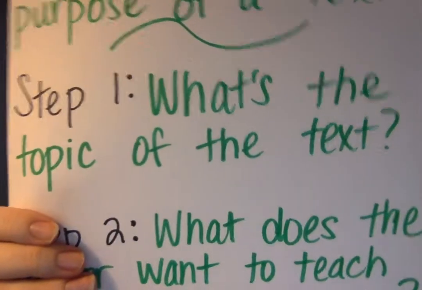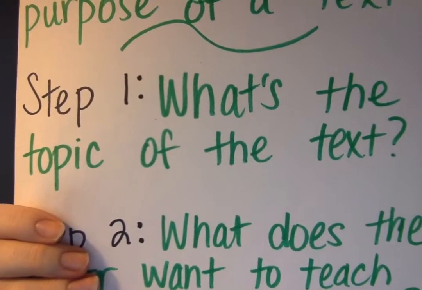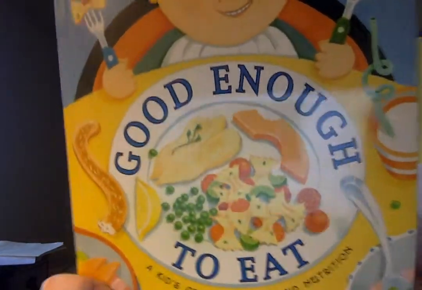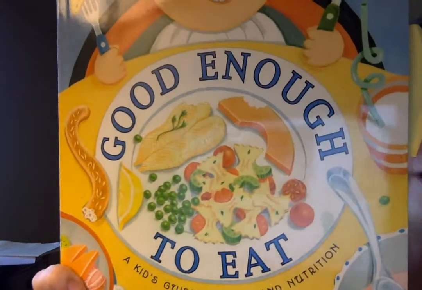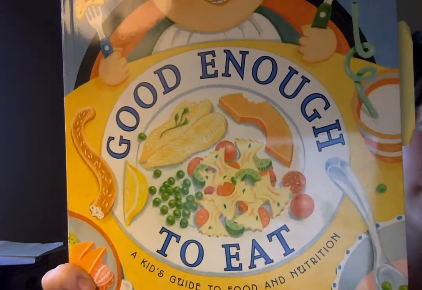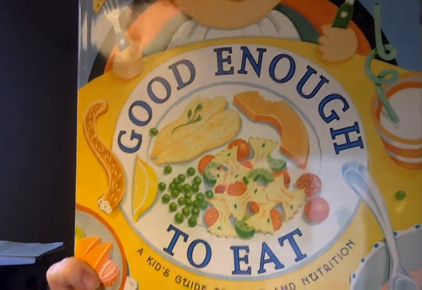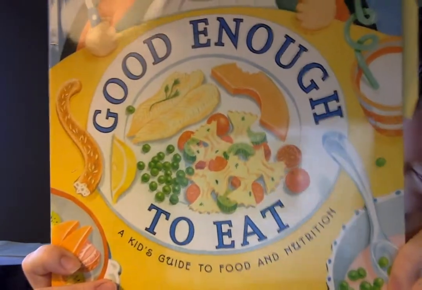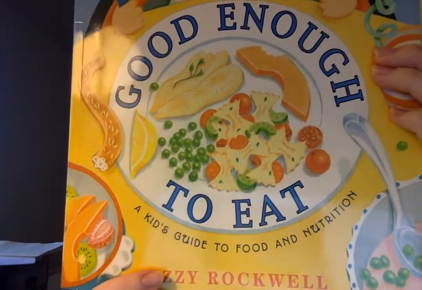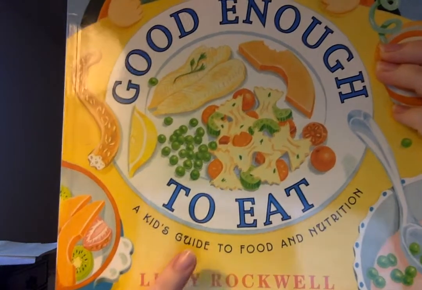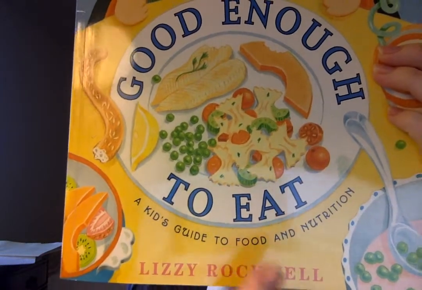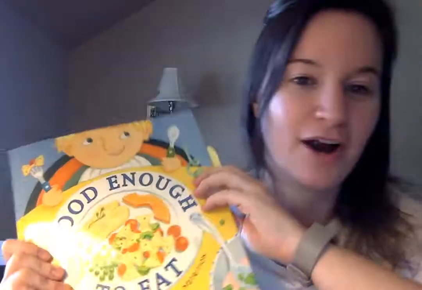All right, friends, moving into step 1. What's the topic of the text? I know you guys can get this one on your own, so I'm going to give you a few seconds. Look at the title of the book and think, what is the topic of the whole text? Go ahead and shout it out as soon as you know. Yes, friends, the whole text is all about food and nutrition and eating healthy for our bodies. Great job. I knew you'd get it.